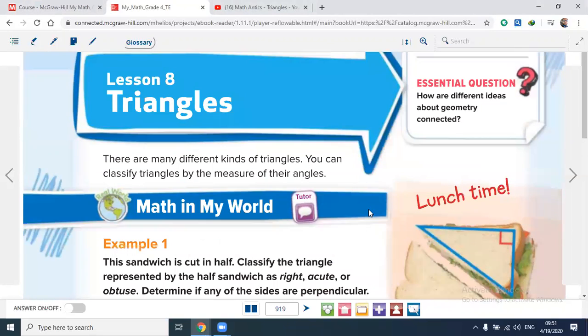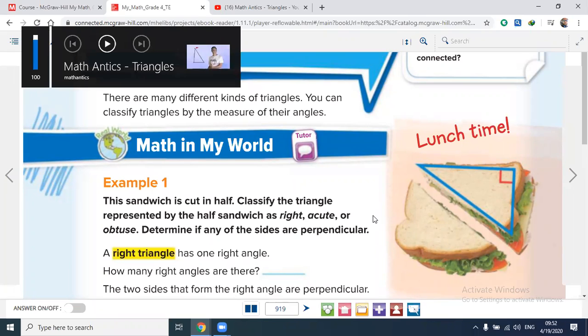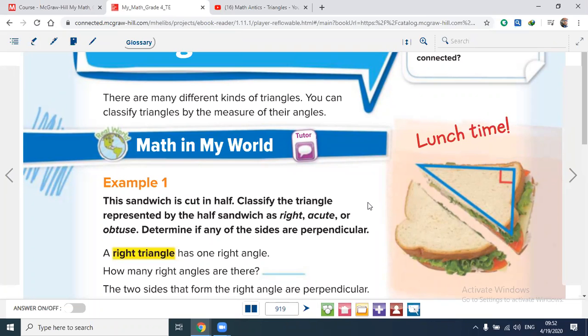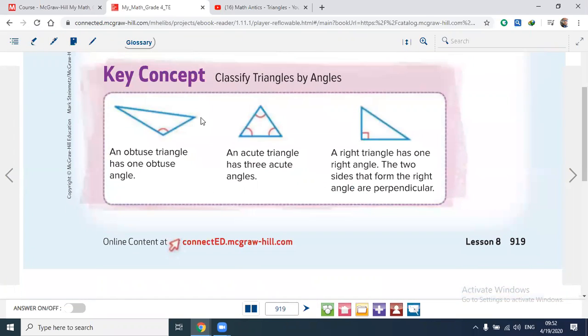Today we'll learn how to classify triangles. But before we start, triangle is a polygon. It has how many sides? Who can tell me? Any triangle has how many sides? 3. Yes, 3. Excellent. 3 sides. And how many angles? 3. Excellent, Muhammad. So any triangle has 3 sides and 3 angles.